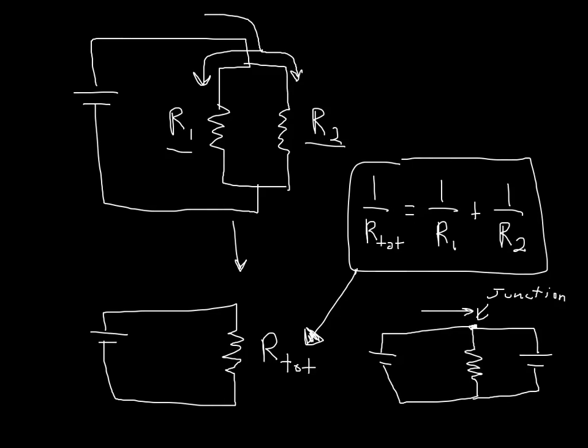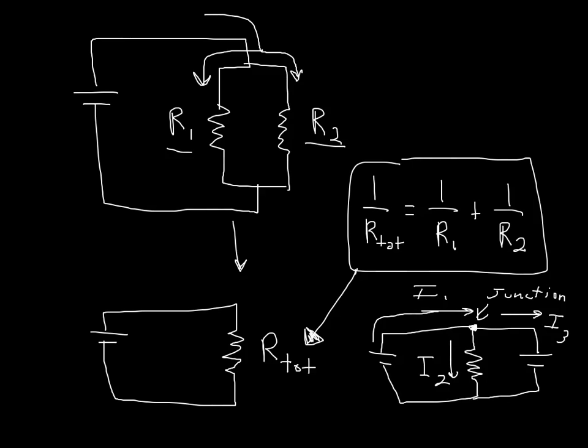So any current that comes out of this battery and reaches this junction, we'll call this the first current, has to get split up into a second current and a third current. It reaches this divide and it has to choose a path.